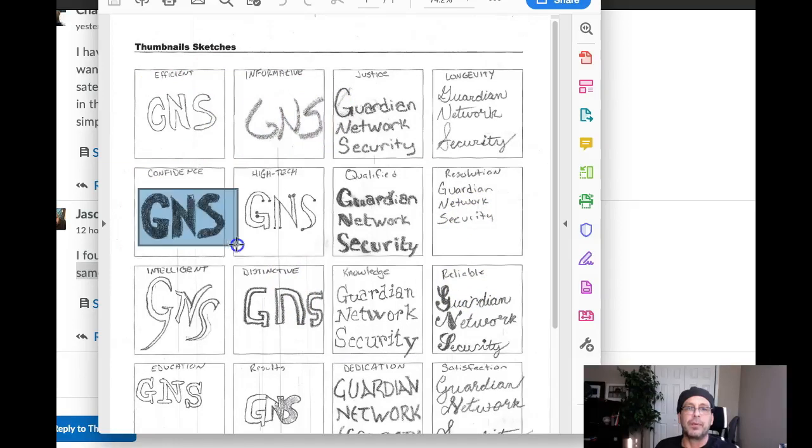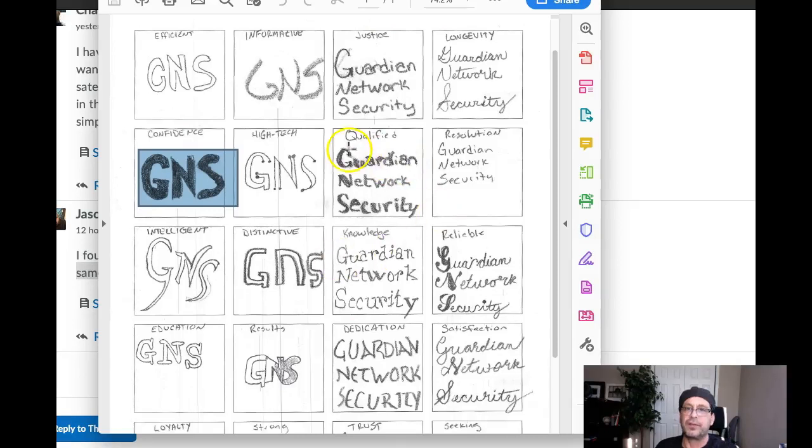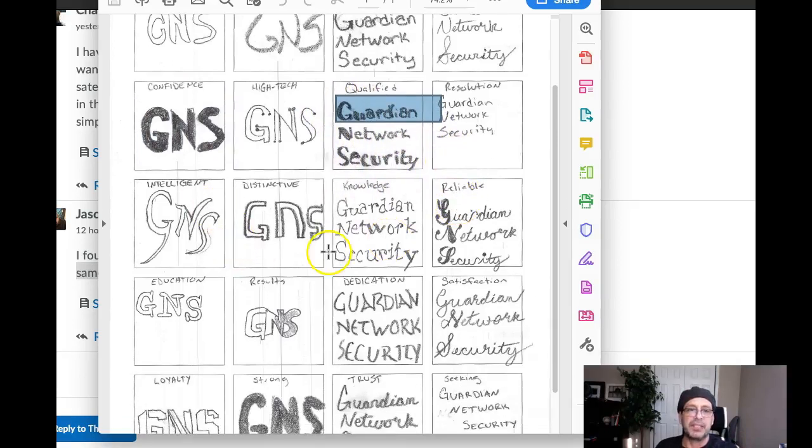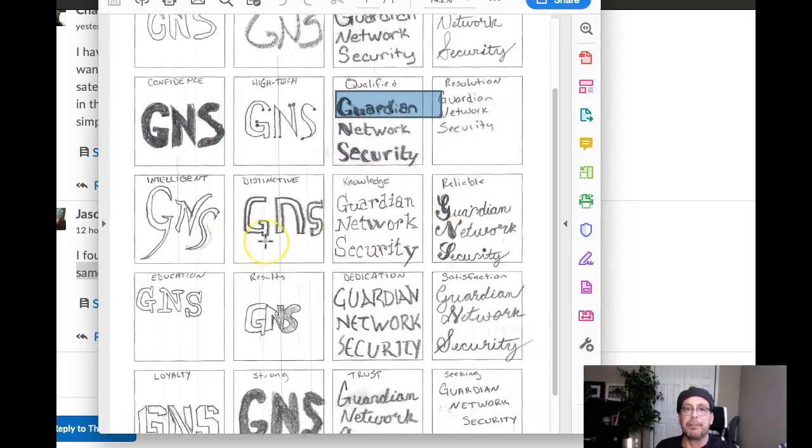Now, to note the difference, please go through the course materials and really pay attention to the differences between word marks, logo marks, and monograms. It's of critical importance. Okay, a word mark is this: it's the whole word. It can just be Guardian. It can be Guardian Network Security. But it can't be GNS, because that is a monogram.